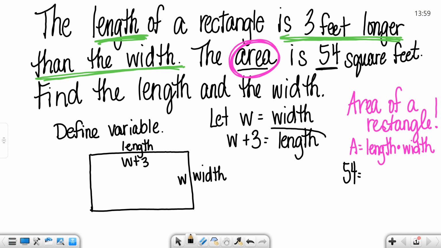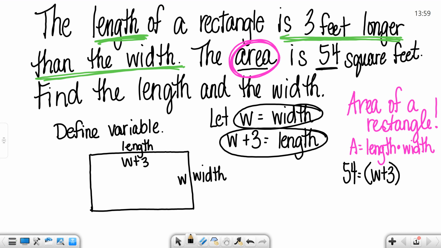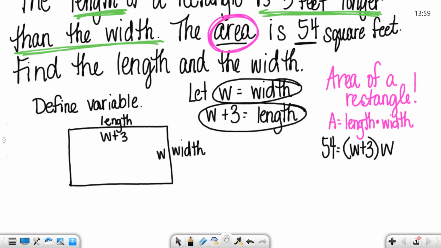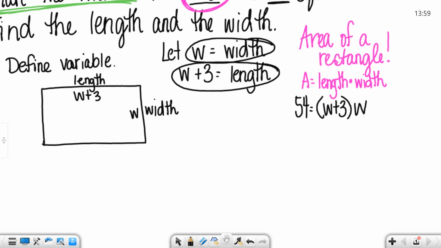We decided that our length was W plus 3. So I'm going to put W plus 3 where the word length is. And then we decided that our width was W. So I'm going to put my W right there. So now what we're going to do is solve this equation for the width.